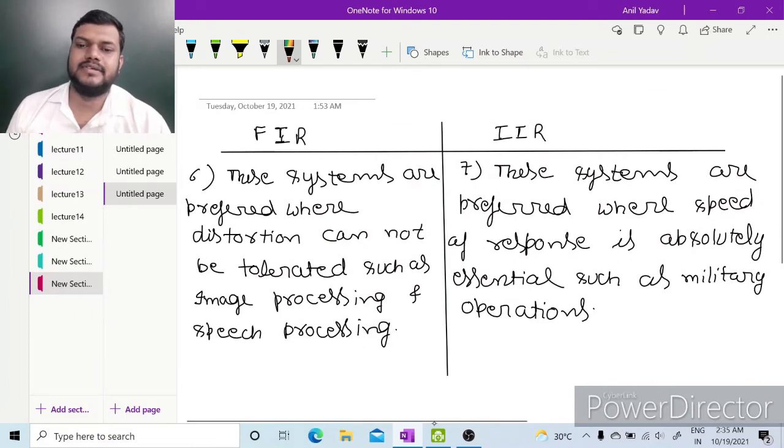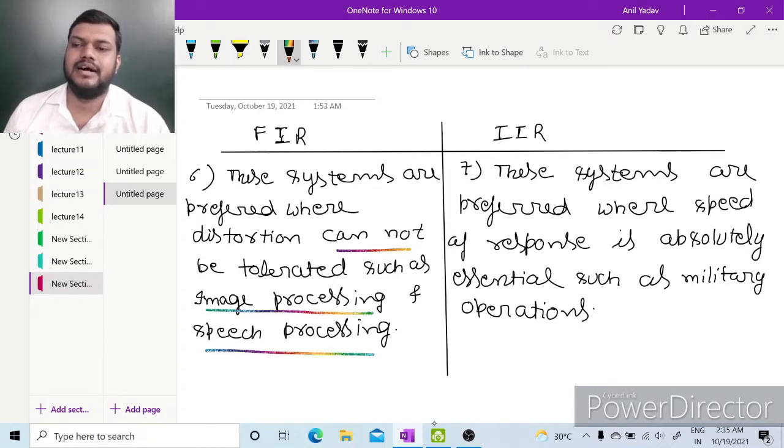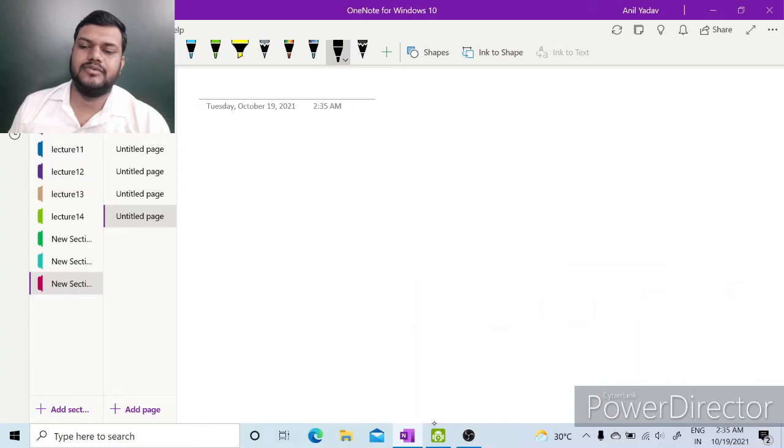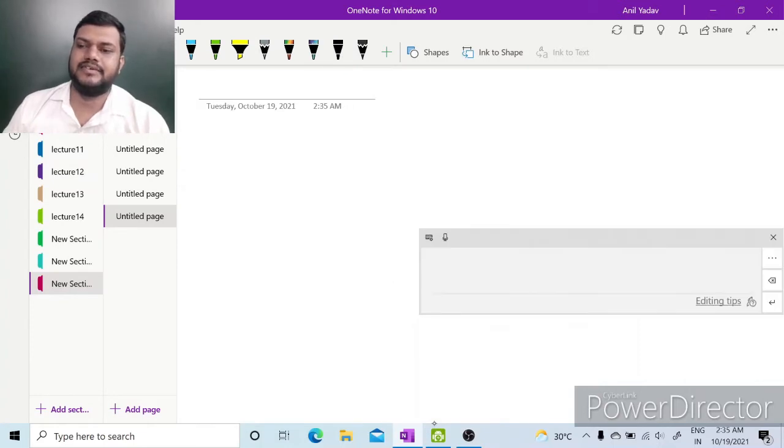FIR systems are preferred where distortion cannot be tolerated, such as image processing and speech processing. IIR systems are preferred where speed of response is absolutely essential, such as military operations. So these were important points regarding FIR and IIR filters. Now we will move to linear phase systems.